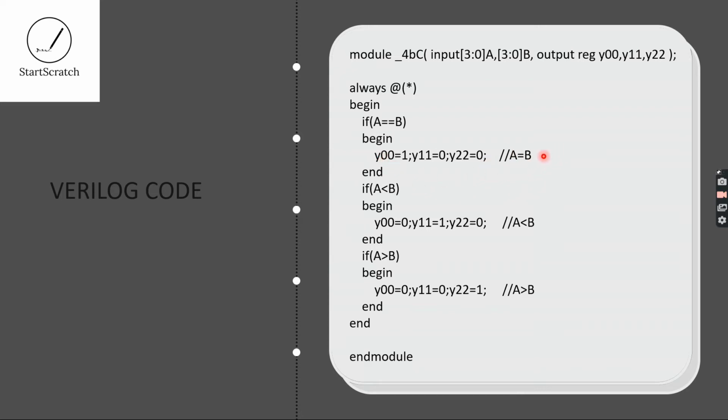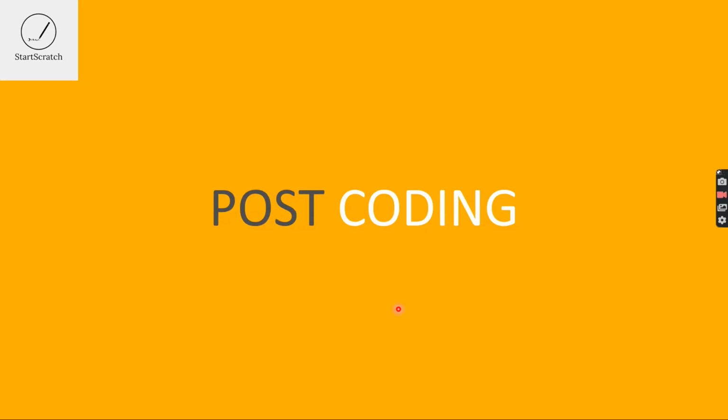Y00 represents A equal to B, and Y11 represents A less than B, and Y22 represents A greater than B. And this is the procedure of my Verilog code. And here I entered the module. Let's move on to the post coding part on the tool.